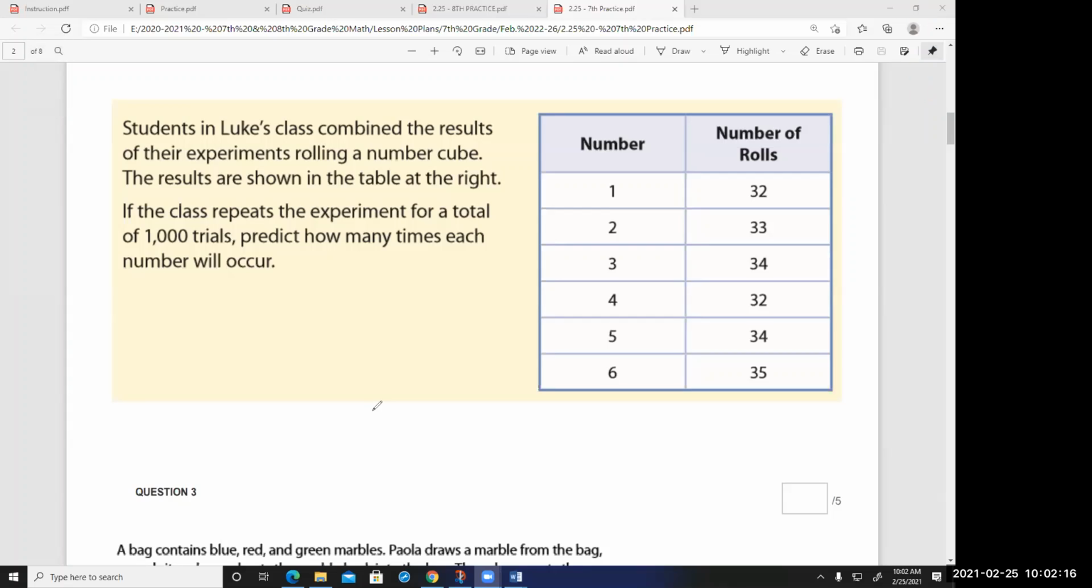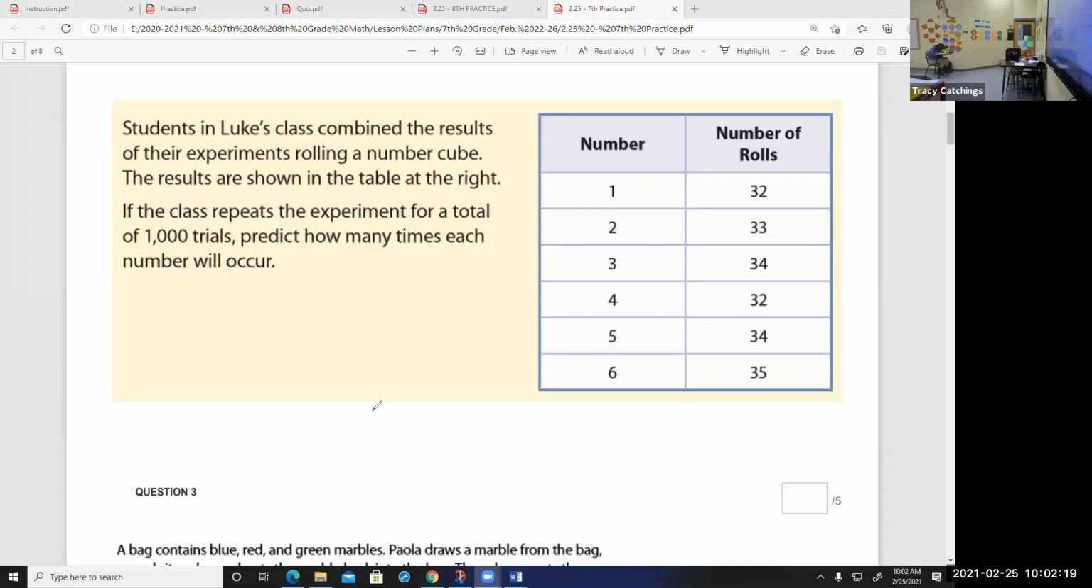All right, so students in Luke's class, he did this, and then they say we need to do it 1,000 times. Before we look at 1,000 times, somebody go ahead and get us that overall total. How many times he rolled all of those numbers? Get the total. All right, 171. I got 200. Oh, I forgot to add the 35. Yeah, 200. All right, so 200.